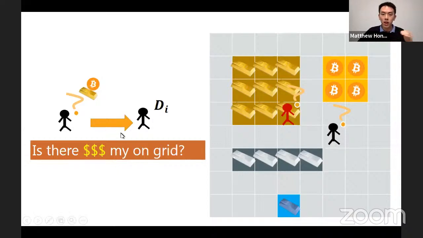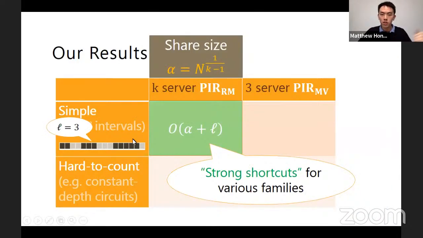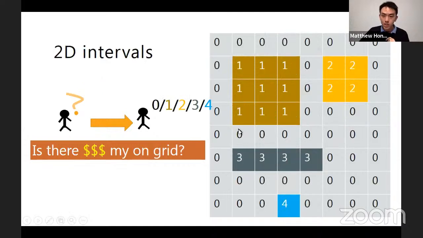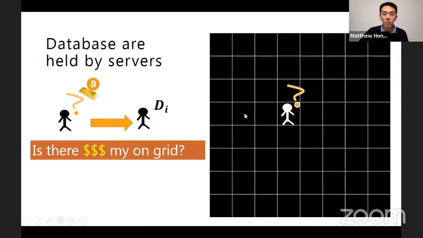We can actually generalize these shortcuts to any higher dimension, like 2D intervals. Here we can consider an application. You are miners and you want to know the types of mineral available at your location privately. You can view the truth table like this, where zero stands for nothing and one stands for gold, etc. But you don't have the database actually, and you want to hide your location.